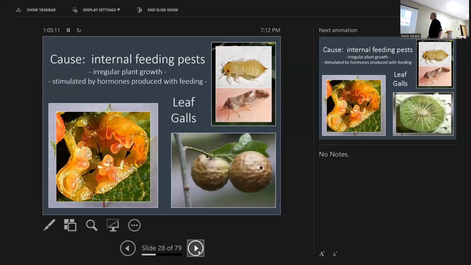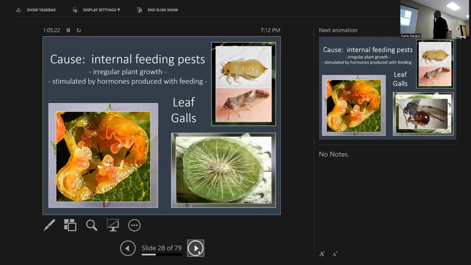Others will produce things like this. This is an oak leaf gall here with the emergence hole. And that's not a true bug. It is actually a little wasp species that parasitizes. So if you pull this apart and cut it in half, it's made this chamber with all these little tendrils inside.